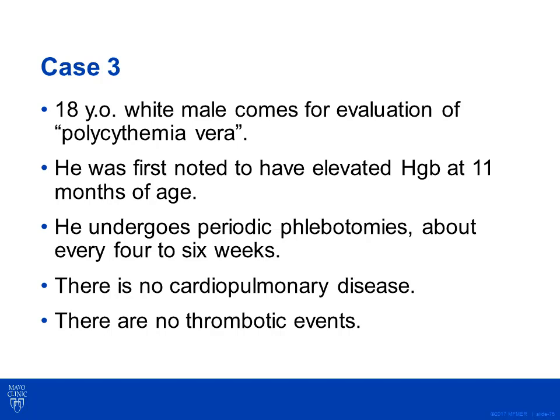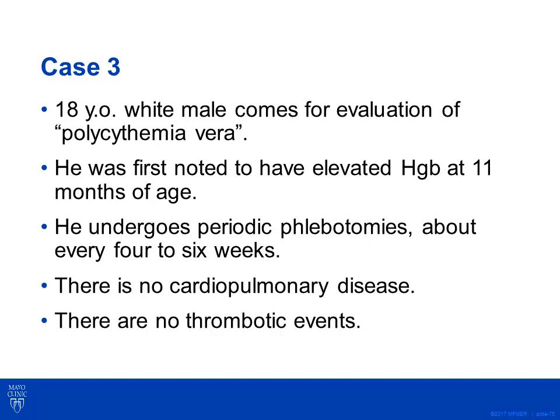On to case 3. An 18-year-old white male comes in for evaluation of, and I put it in quotes, polycythemia vera. Unfortunately, this case is actually post-JAK2 era, so it should be really highly suspicious that an 18-year-old would have a diagnosis of polycythemia vera, particularly when he was first noted to have an elevated hemoglobin at 11 months of age.